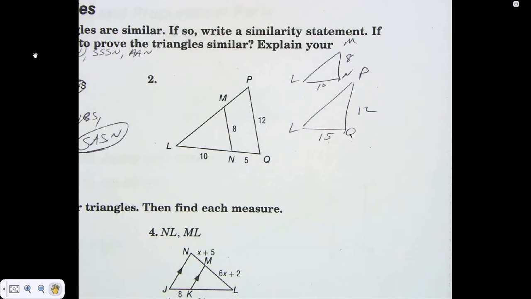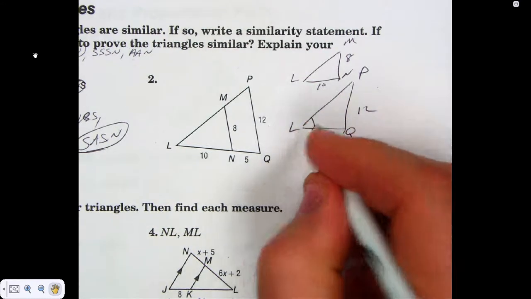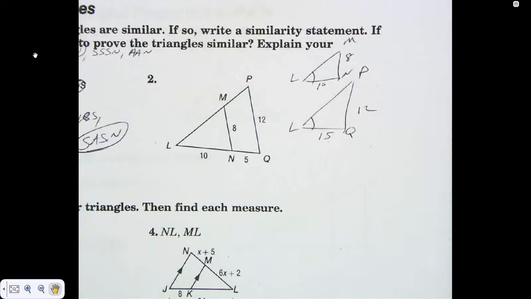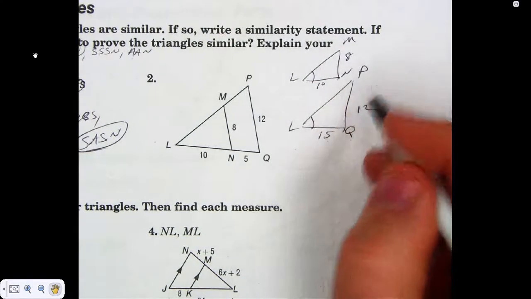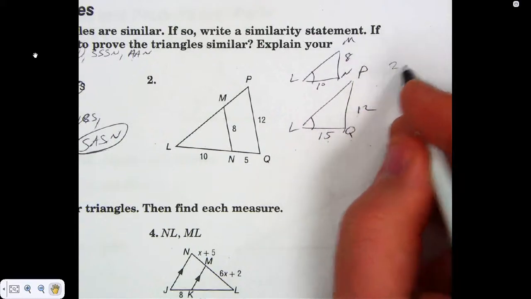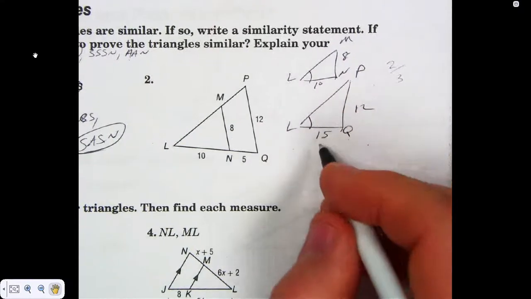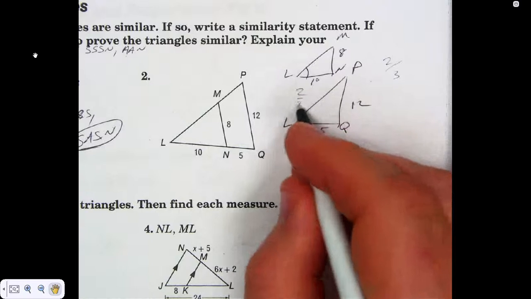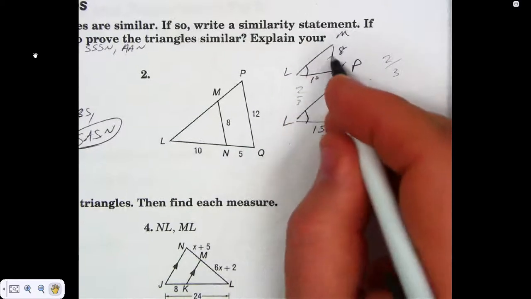Do I have any angles here? No. I do have one. Can you guys tell me which one it is? The L? Isn't L going to be congruent to itself? So I do have an angle. And it turns out 8 over 12, that does reduce to what? 2 over 3. 10 over 15, that does reduce to 2 over 3 too, doesn't it? So these are proportional to each other.